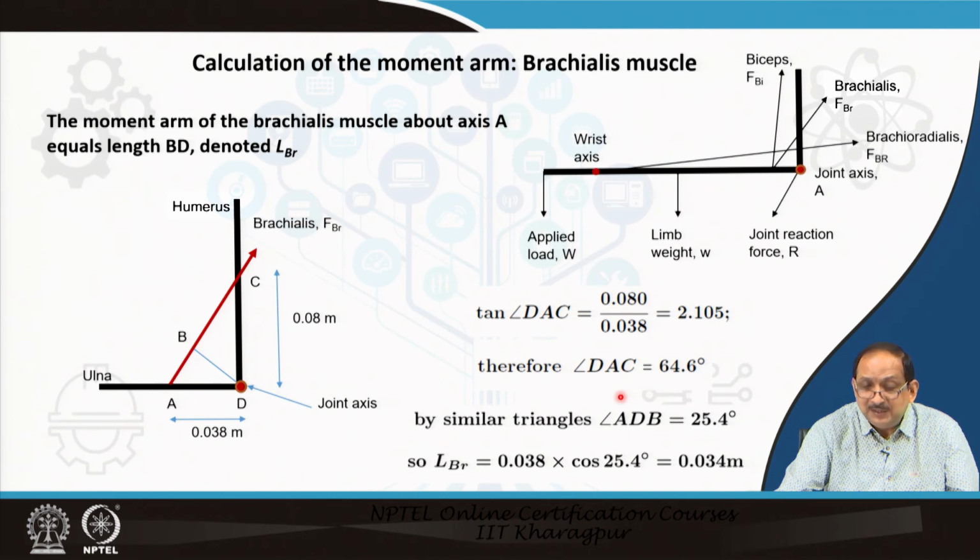So, once we calculate the angle DAC, by similar triangles we can get the angle ADB, which is calculated as 25.4 degrees. So, the moment arm LBR comes out to be 0.034 meters, as shown in the calculation.